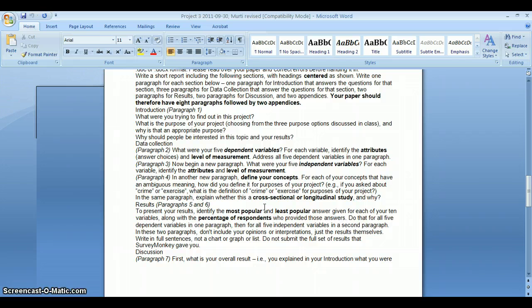Remember, we talked about this last week. Conceptualization, you have to define all the concepts you're measuring. So for each of your concepts that have an ambiguous meaning, how did you define it for the purposes of your project? What was your operational definition, in other words, for the concepts you were measuring? For example, if you asked about crime or exercise, how did you define crime or exercise for your study? How does it make sense for your survey?